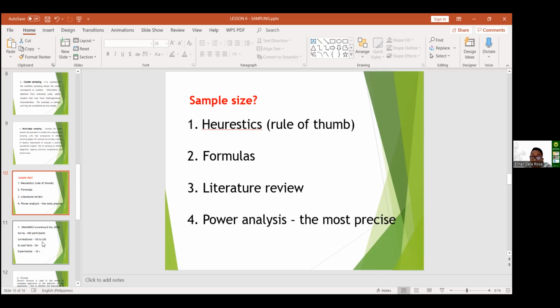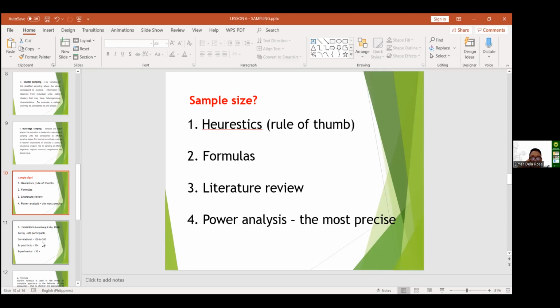The third one is literature review. Ano na yung ginamit na na-published? Ginamit ni so and so noong 2010. So pwede daw kung gamitin din yun as reference. But the most precise is power analysis. So ito ay meron tayo sa internet. Depende kung ano yung statistics, ano yung population size, i-compute niya kung ilan yung minimum mong sample size. So it's called power analysis.